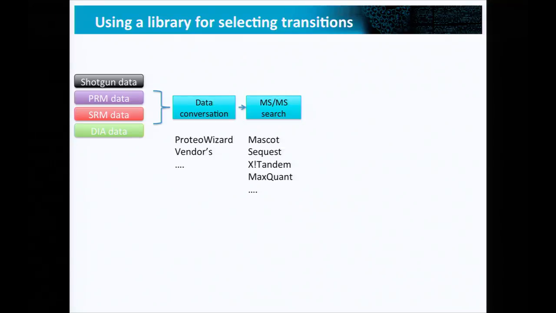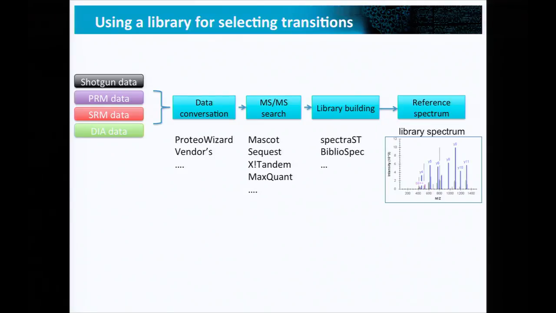And then what usually happens is that these types of data are converted somehow, either by ProteoWizard or by a vendor's converter. They are searched by different search engines. And of course, these days there are a lot of search engines available out there. Many of them are also compatible with Skyline. And then what happens is that you need to build a library, and this will be your reference spectrum. And this step of building the library can be done by several software. One of them is SpectraST, one of them is BiblioSpec. BiblioSpec is the one that is implemented in Skyline.